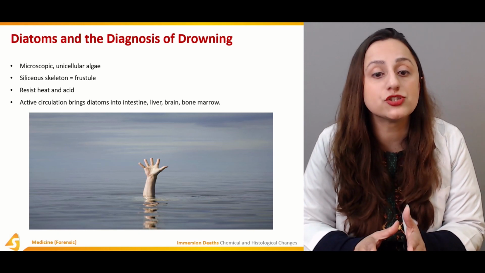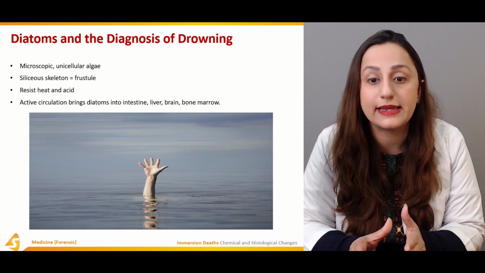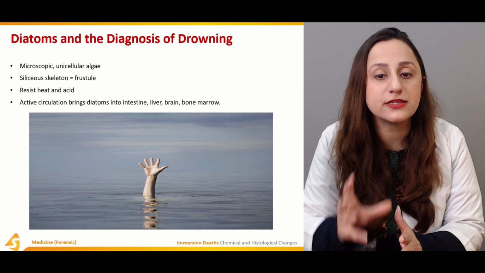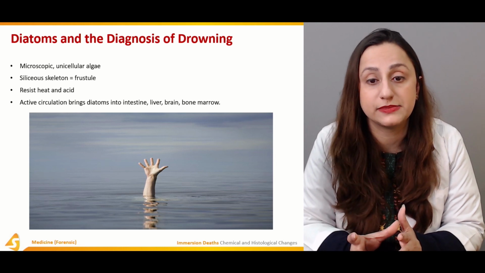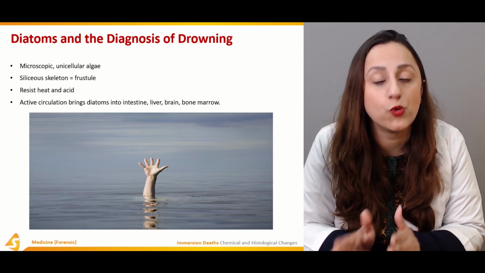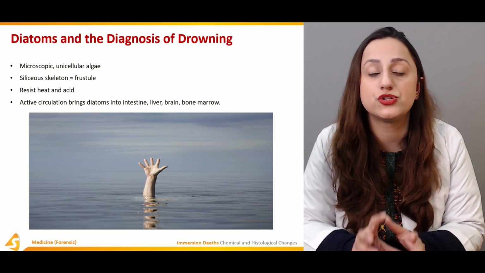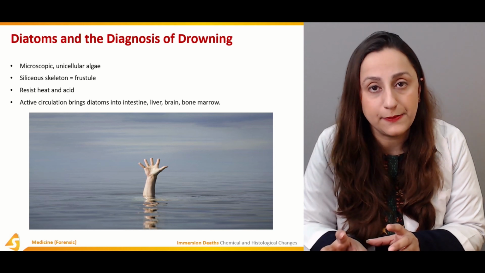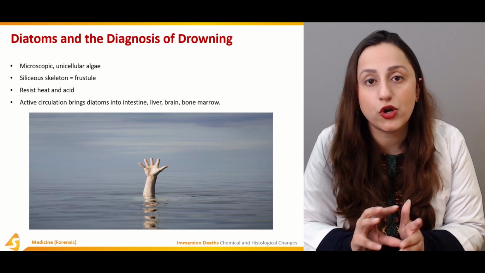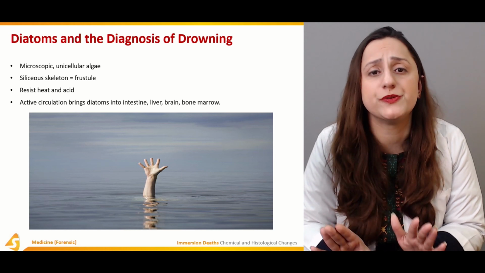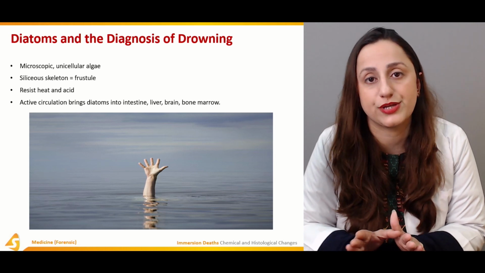The active circulation brings diatoms into the intestine, liver, brain, bone marrow. And the presence of these diatoms in the intestine, liver, brain and bone marrow is very important. If the person was drowned post-mortem, then the diatoms cannot be found at this level, because they are only going to be found at the level of the lungs in such a case.